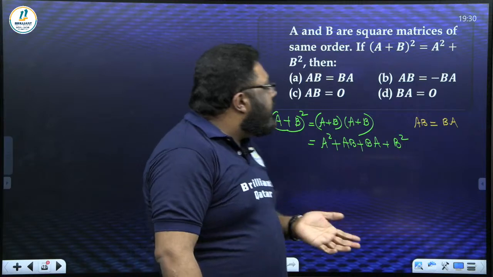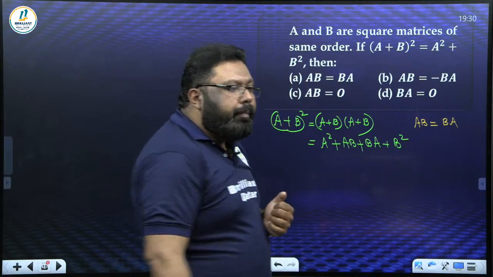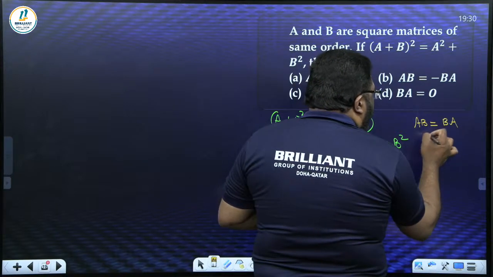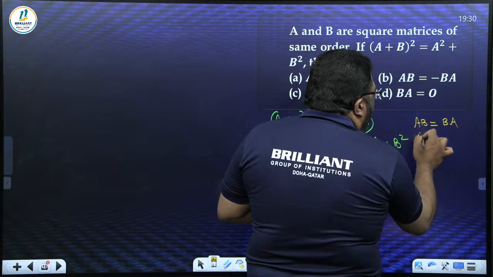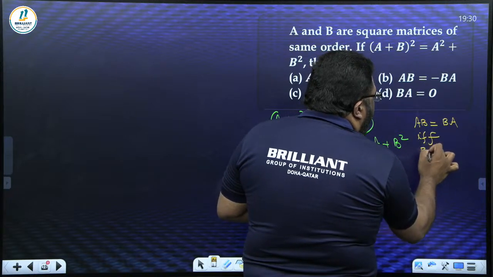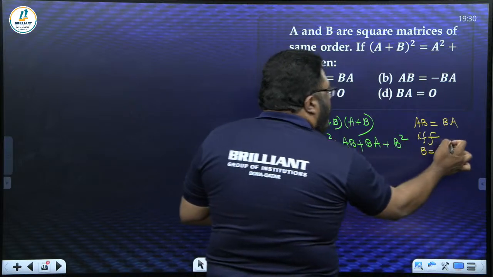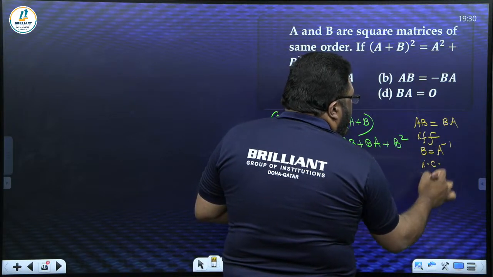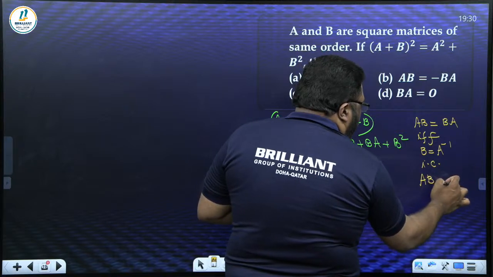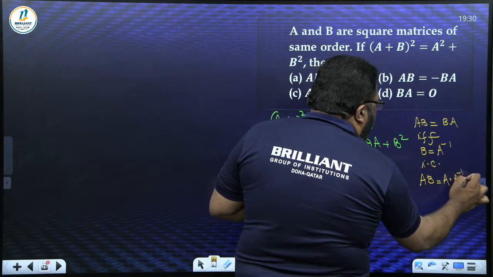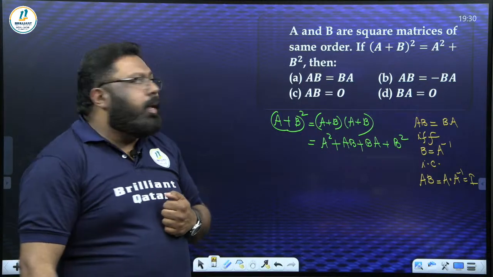No, I'm not asking about the answer. The only case when AB becomes equal to BA. I think you are getting confused. You're trying to give me the answers. AB becomes equal to BA if and only if B is the inverse of A. That is, for any two matrices where B is the inverse of A, A into A inverse equal to I. This is the only case where you can consider AB equal to BA.